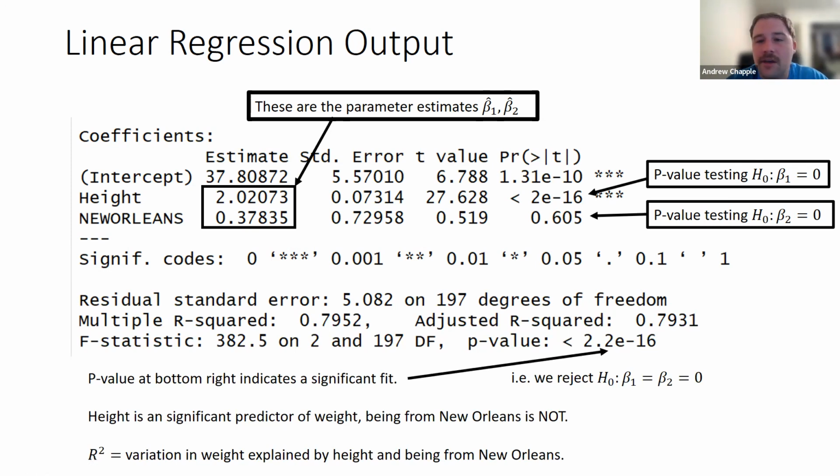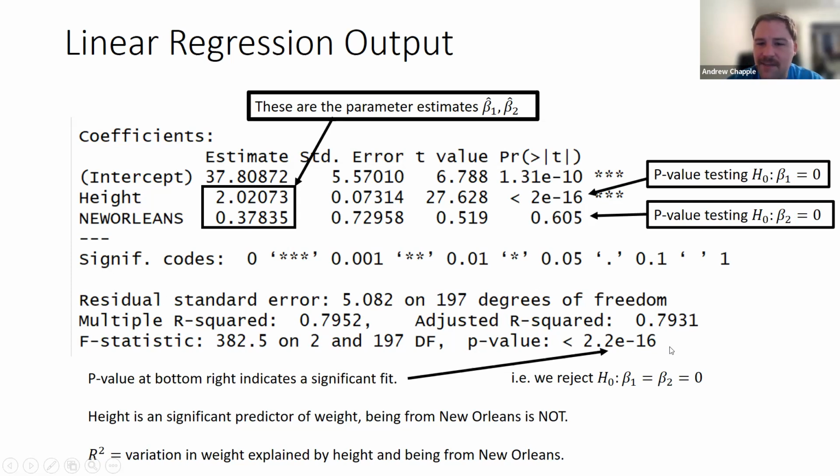This second p-value, and it's significant, right? So we can say conditional on being from New Orleans, whether you're from New Orleans or not, increased height does increase your weight. This second p-value is testing whether being from New Orleans, after adjusting for height, increases your weight, and we do not reject this null. So that means conditional on your height, being from New Orleans is statistically independent of your weight. That's a way to think about it.